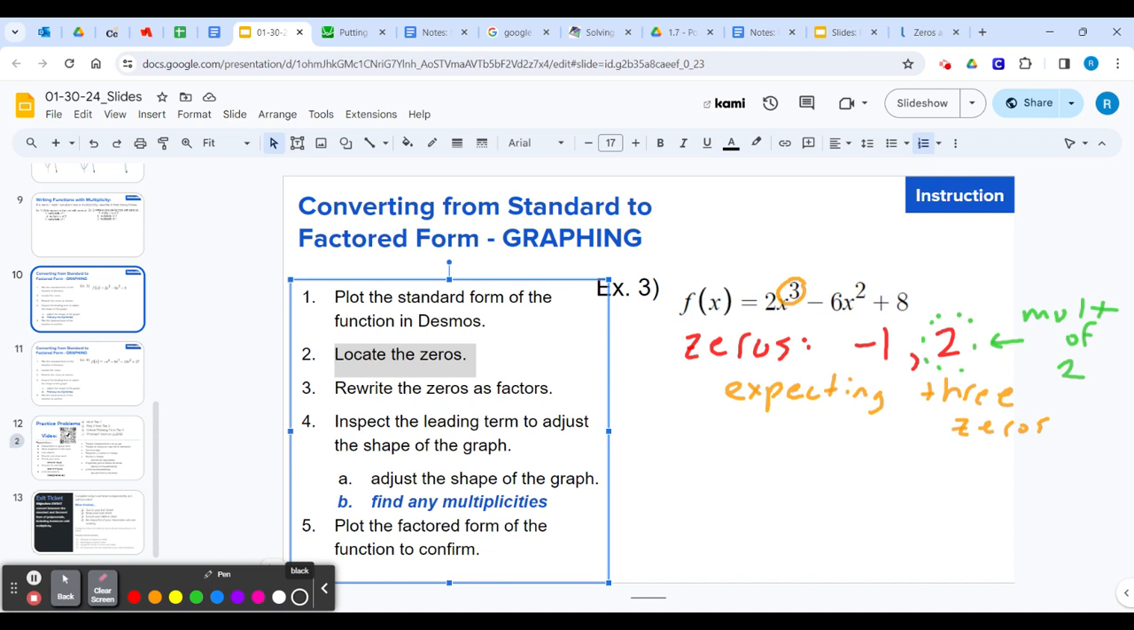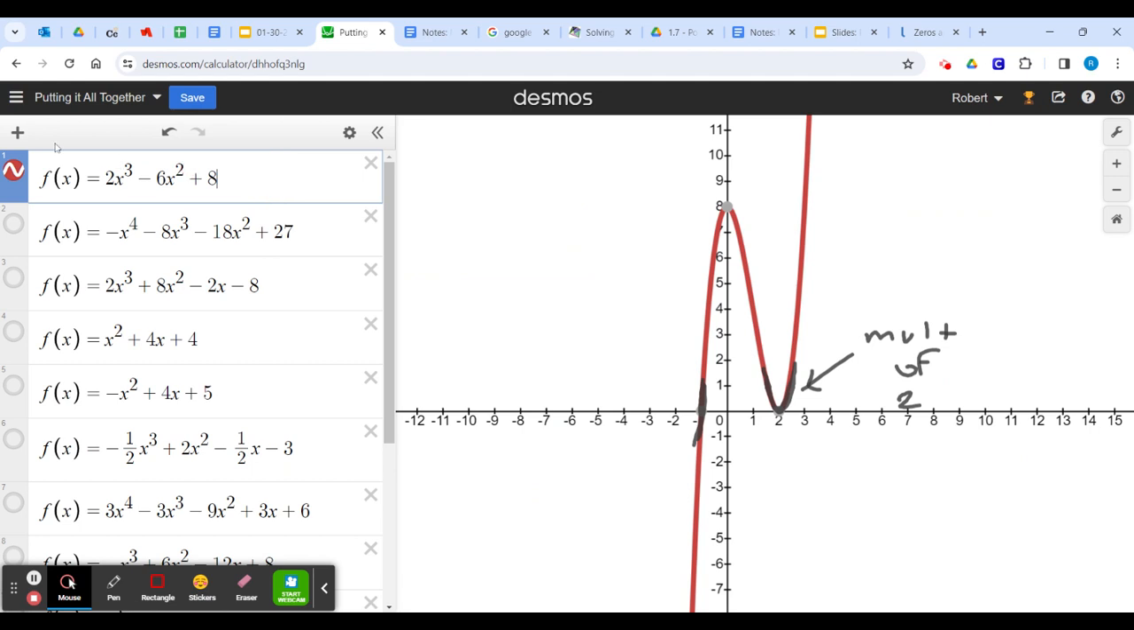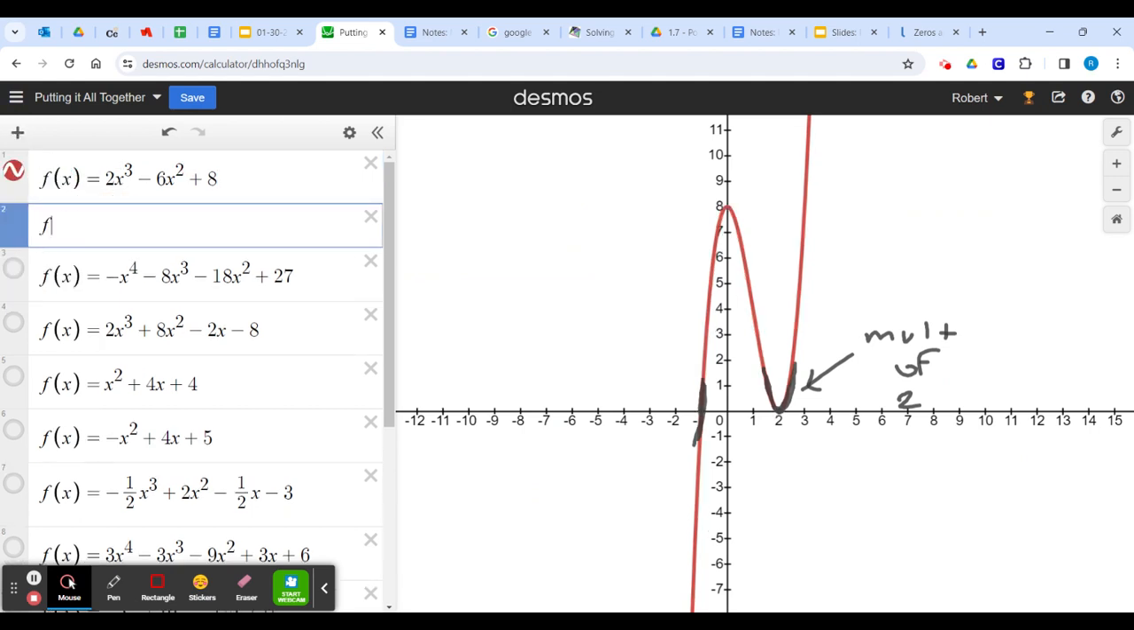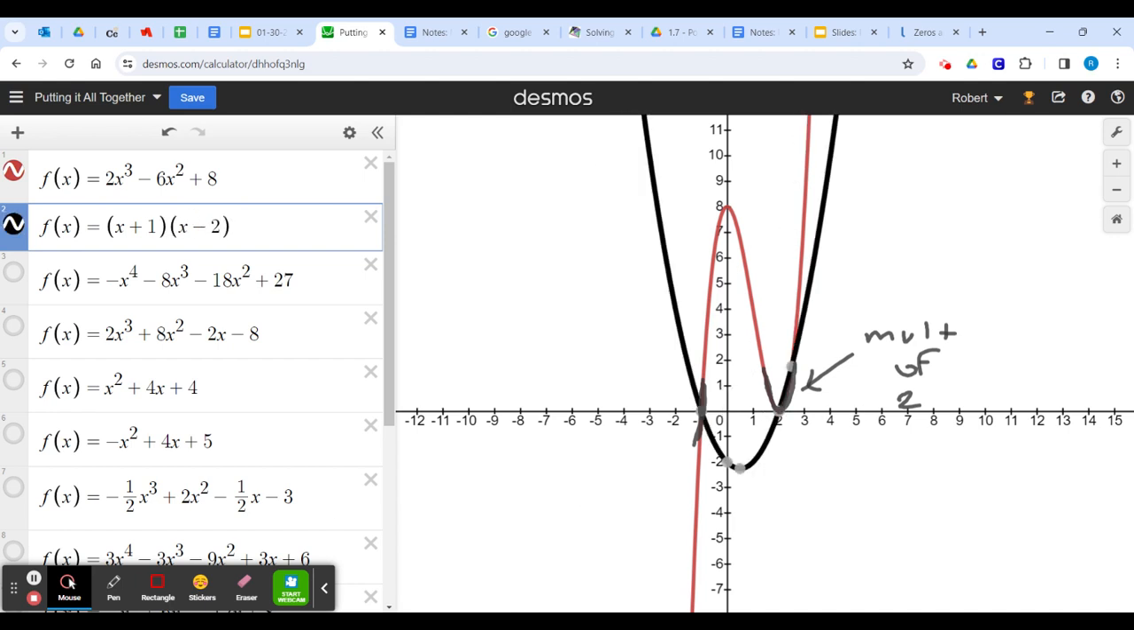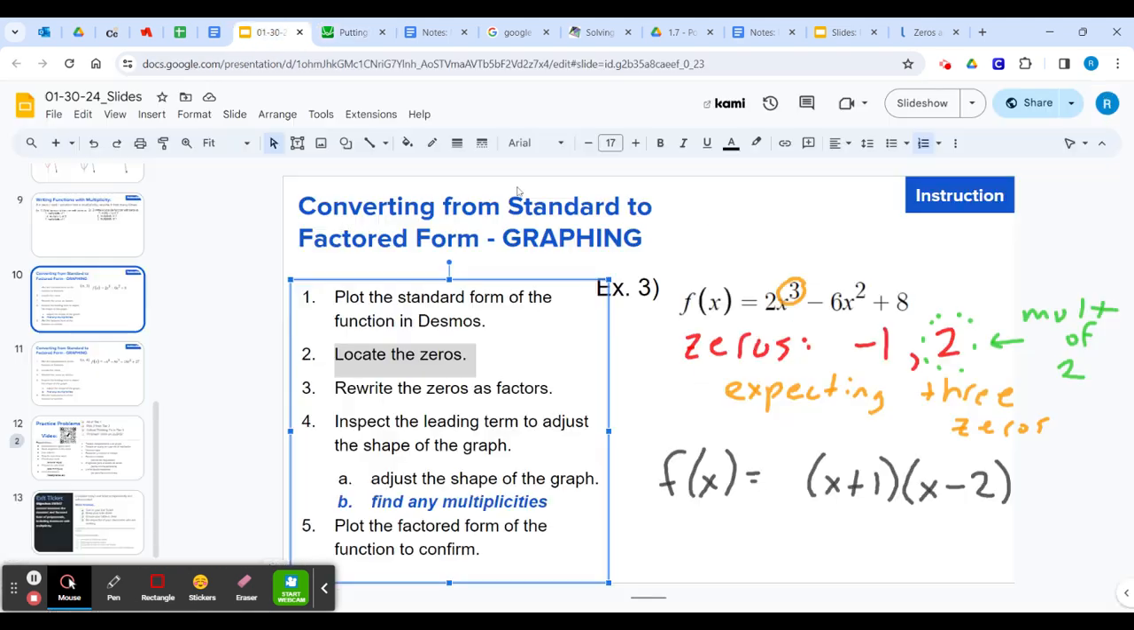So if we're writing the function out, let's start it here. f of x equals, we're rewriting the zeros as factors and we're finding those multiplicities. Okay, f of x equals x plus 1 times x minus 2. And notice that if I were to just type that in as normal, let's add a new expression, equals x plus 1, x minus 2. I'm hitting the zeros correct, but my shape is all sorts of off, right? My end behavior is off. I only have 2 crossings. And so all we need to do is add that squared to the second 0.